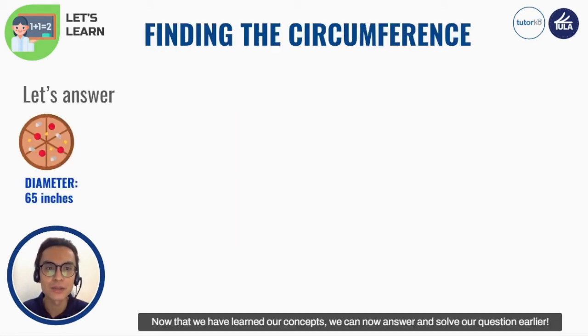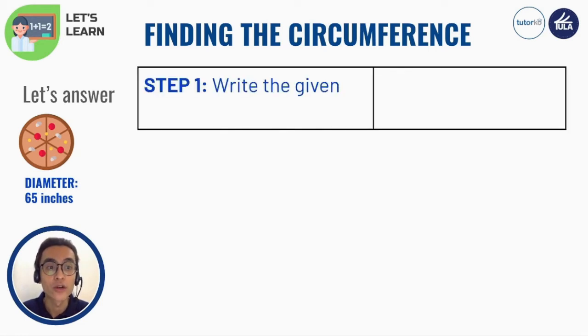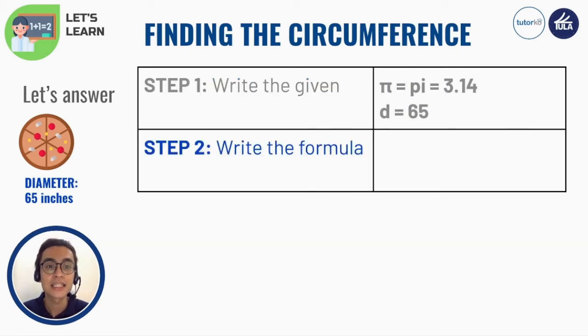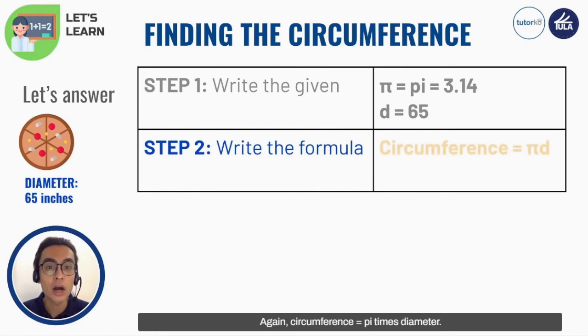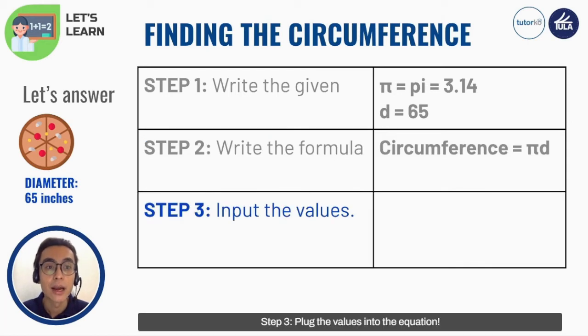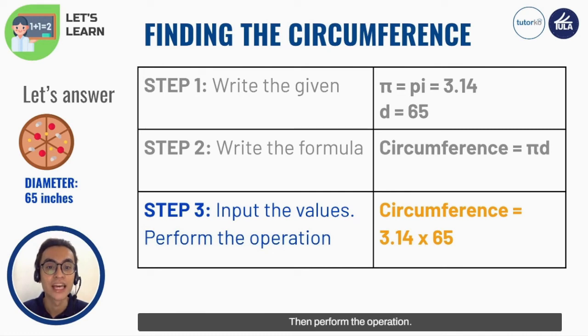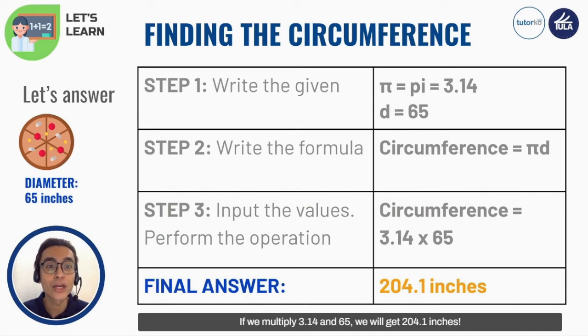Now that we have learned our concepts, we can now answer and solve our question earlier. Step 1, write the given. We already know that pi is equal to 3.14 and we have a given of 65 inches as our diameter. Step 2, write the formula. Again, circumference is equal to pi times diameter. Step 3, plug the values into the equation. So that's 3.14 times 65. Then, perform the operation. If we multiply 3.14 and 65, we will get 204.1 inches. And that is our final answer.